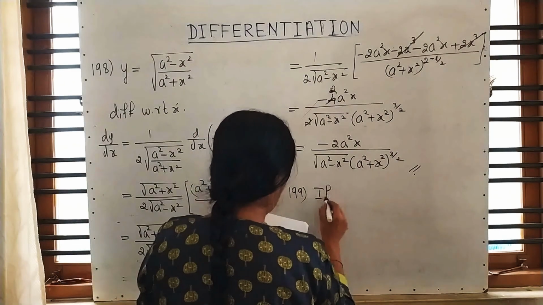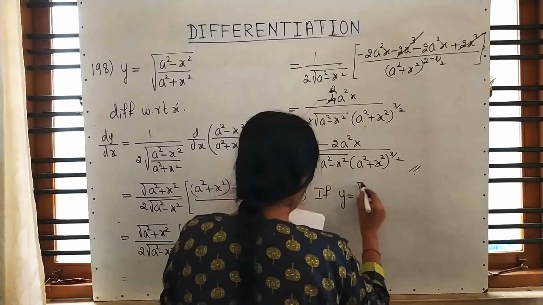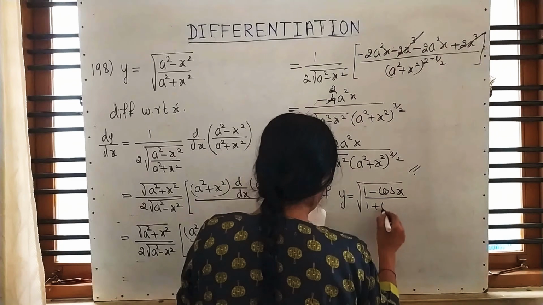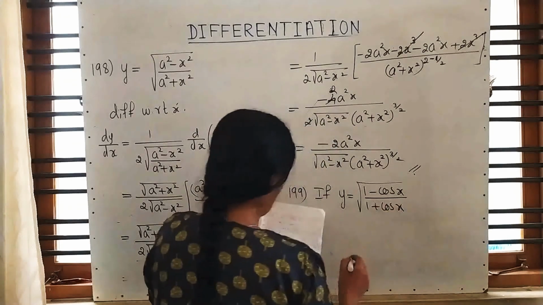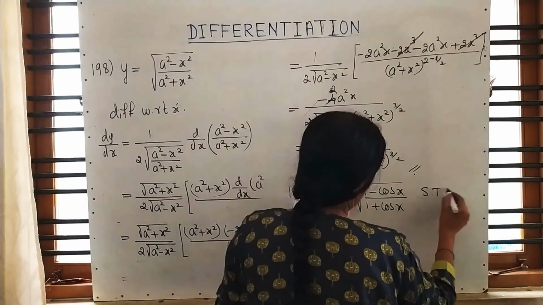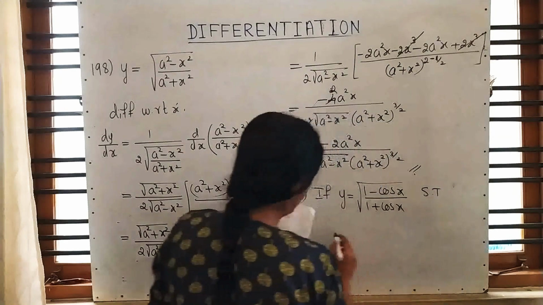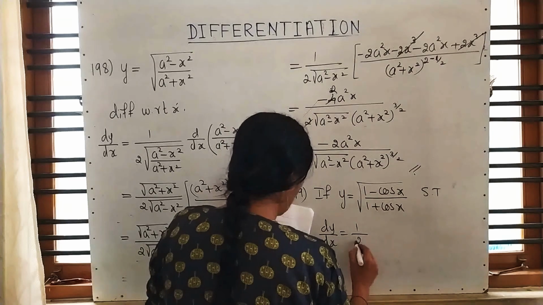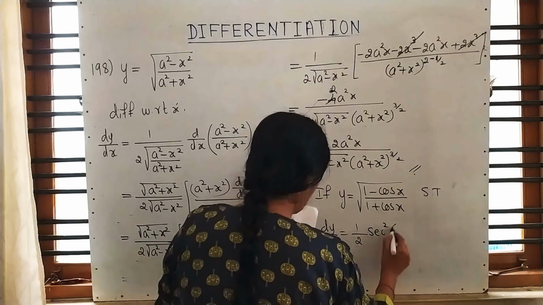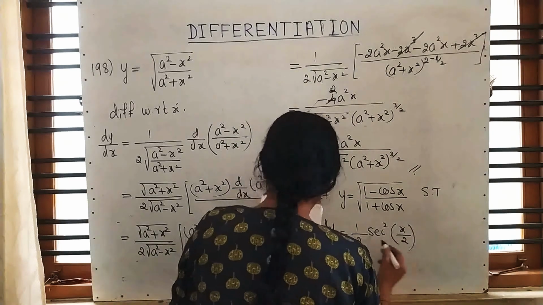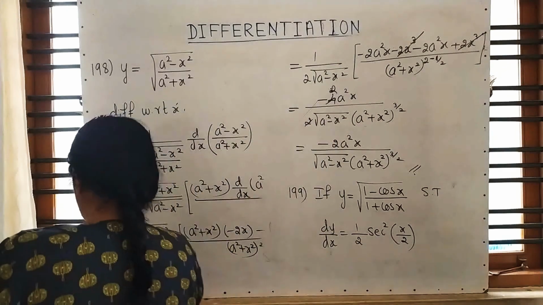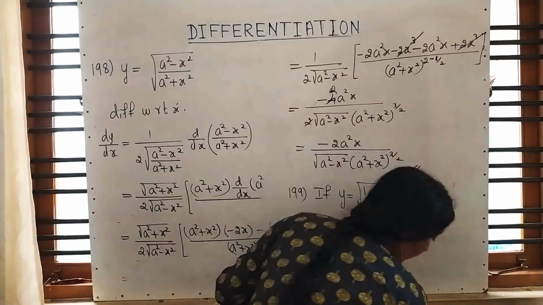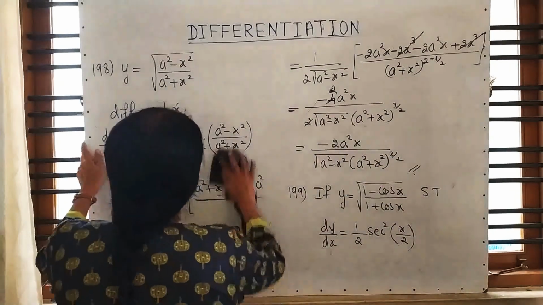See, if y is equal to root of 1 minus cos x upon 1 plus cos x, show that dy upon dx is 1 by 2 secant square x by 2. Okay, students, just think about this. I will rub the remaining sum. Think and solve. If possible, try to solve that.